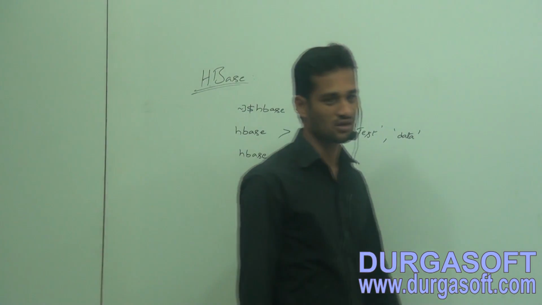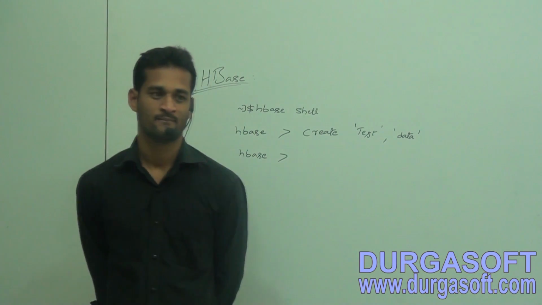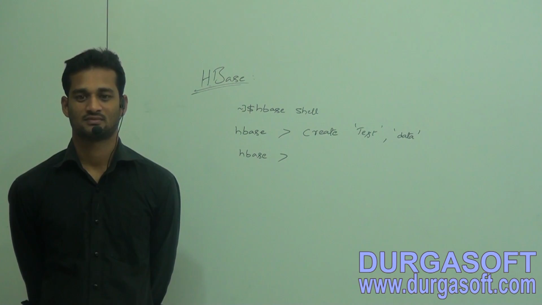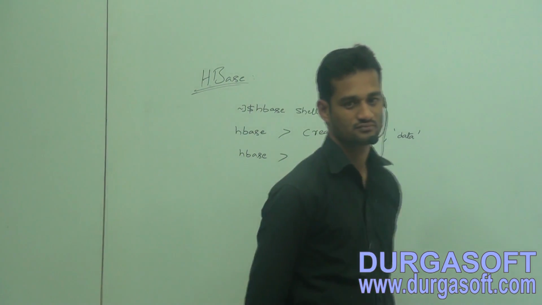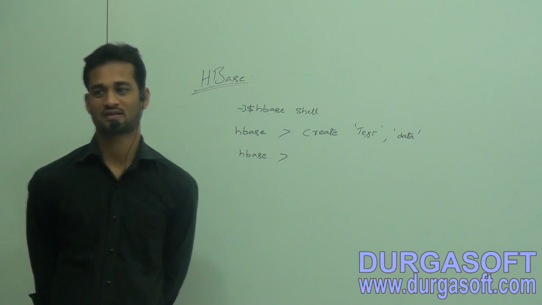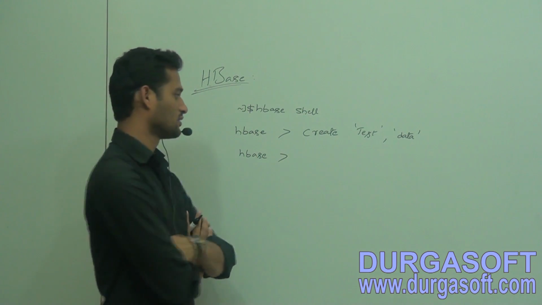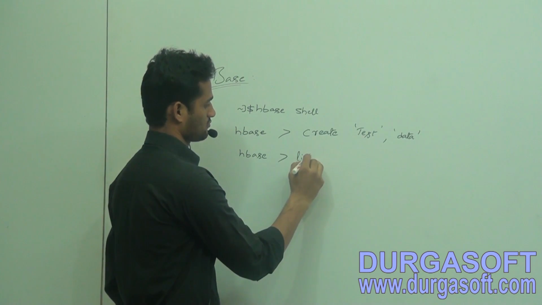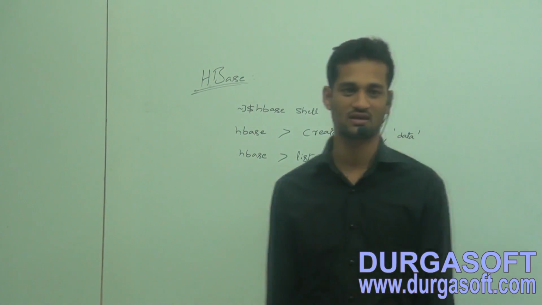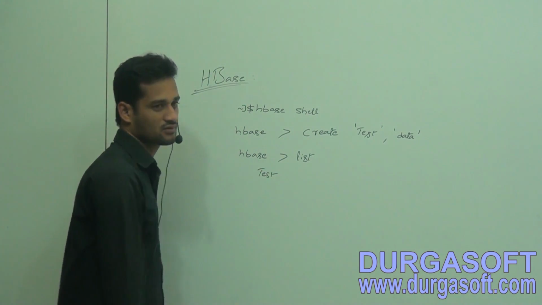Generally, how do you list out all tables from a database? What is that command? Show tables. Here it is list. List is for displaying all your tables. How many tables are there now? Only one table, right? What is the table name? Test.